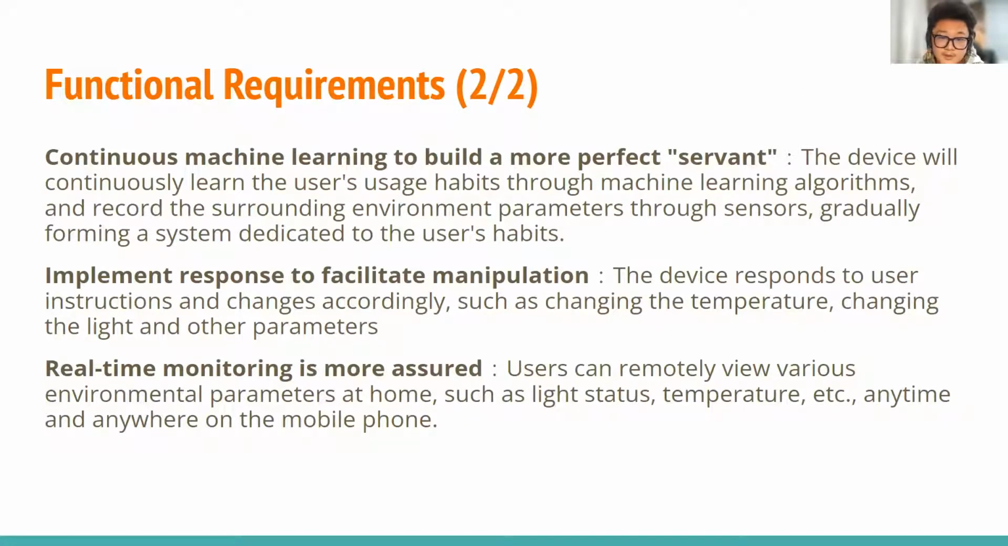The device will continuously learn the user's usage habit through machine learning algorithm and record the surrounding environment parameters through the sensors to gradually form a more perfect system. And the second one is realize response and convenient operation. The device responds to user instructions and makes corresponding changes. And the last one is that real-time monitoring is more assured. Users can remotely view various environmental parameters at home through mobile phone anytime, anywhere.